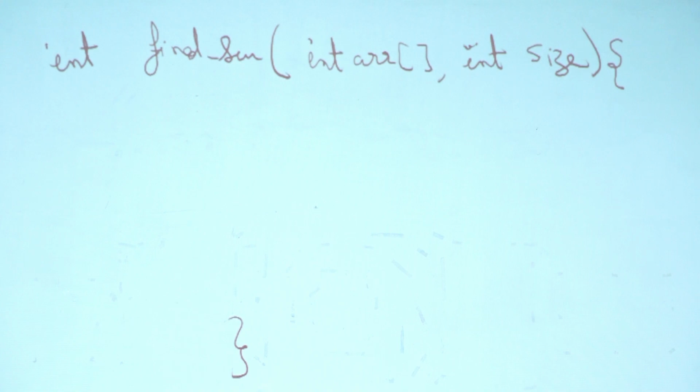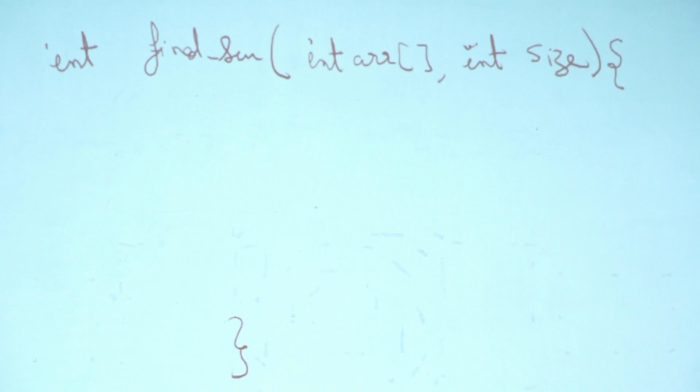Now, how many parameters do you think it takes? The way I wrote it, it takes two parameters. The first parameter is an array. It can be any array, okay? We'll soon work with it. It can be any array. I have not indicated any value in the square bracket. That is not by error, that is by design.